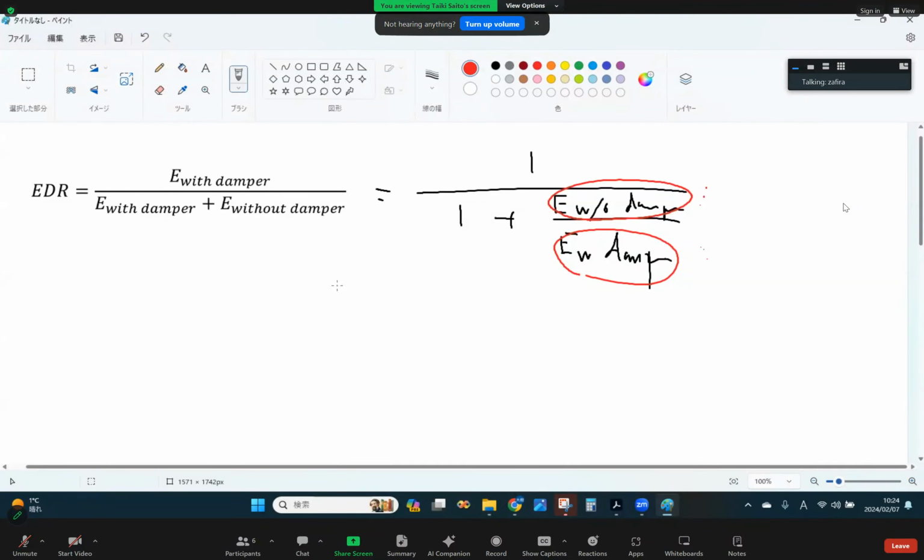Yeah. So energy without damper, this value is constant, right? Yes, of course. It has nothing to do with the friction, right? Yes. So after you change the friction ratio, you change this value only. Yes. Okay.